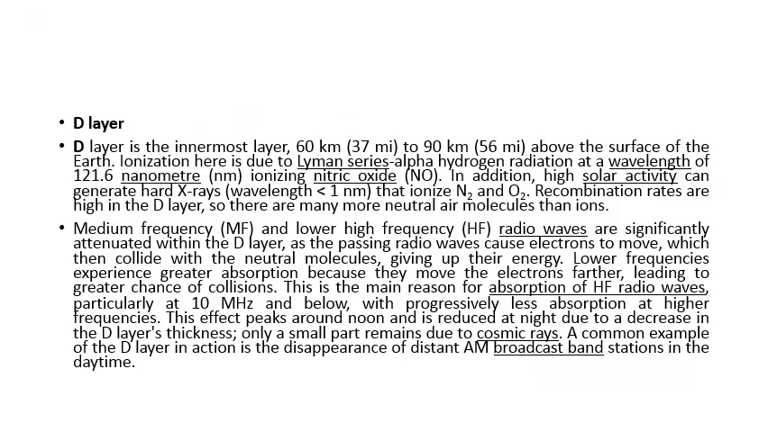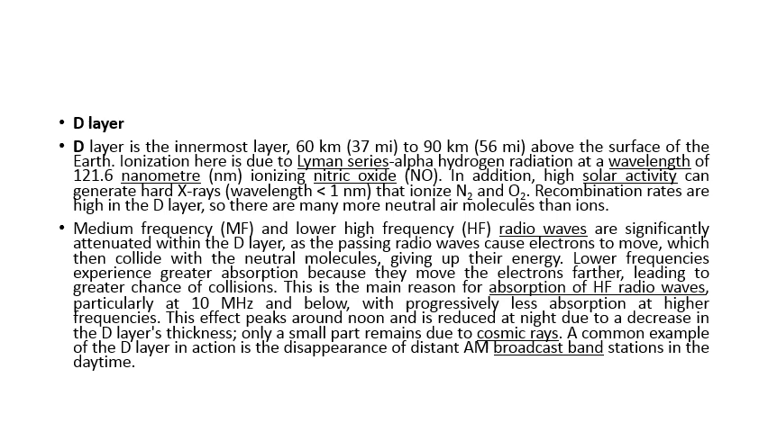The D layer is the innermost layer, 60 kilometers to 90 kilometers above the surface of Earth. Ionization here is due to Lyman series alpha hydrogen radiation, which has a wavelength of 121.6 nanometers, ionizing nitric oxide. In addition, high solar activity can generate hard X-rays that ionize N2 and O2. Recombination rates are high in the D layer, so there are many more neutral air molecules than ions. Immediately after they form, they recombine.